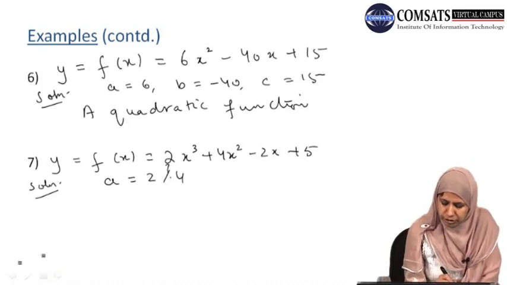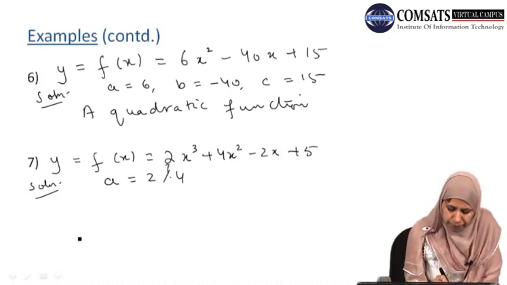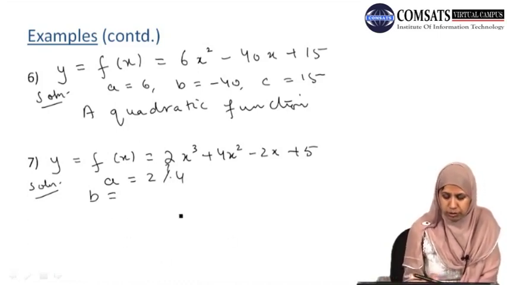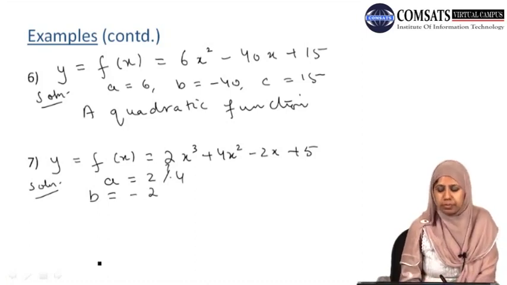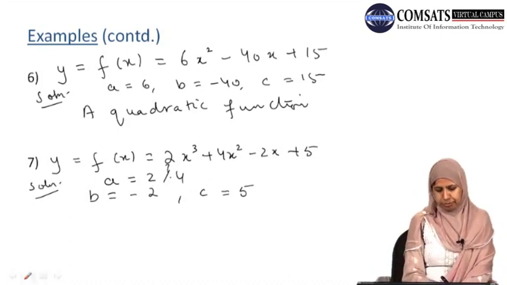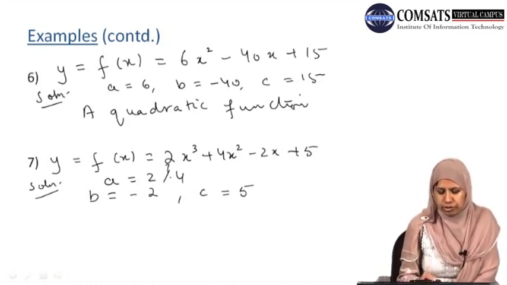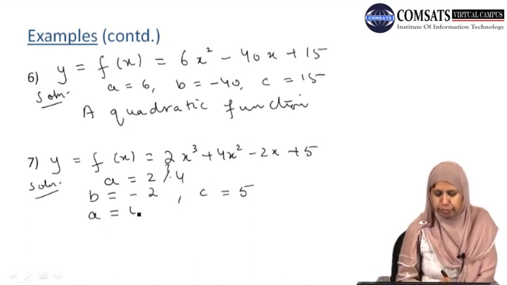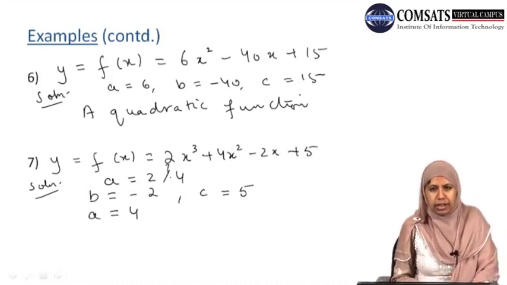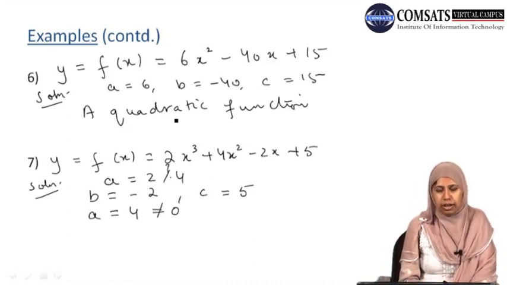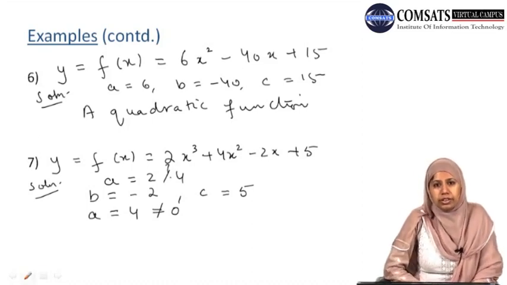Okay, let's come to the coefficients of x and the constant c. Coefficient of x is 2. No, it is minus 2. We have constant c is equal to 5. Okay. Those of you saying that the coefficient of x square a is equal to 2 are wrong. A is actually equal to 4 here, which means that the coefficient of x square is different from 0 and the given function is a quadratic function.